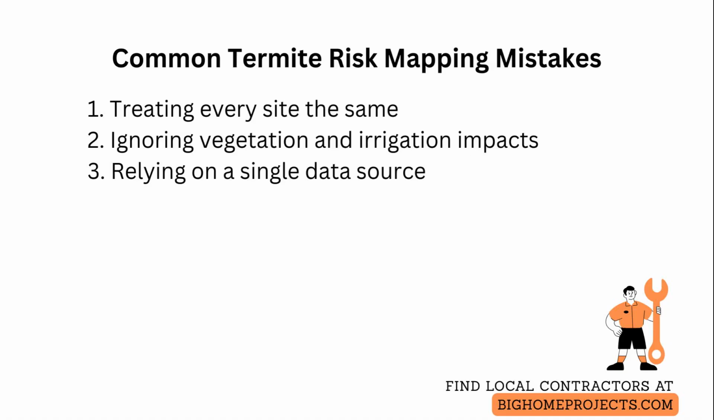Another frequent issue is ignoring vegetation and irrigation that maintain moisture adjacent to the foundation, which sustains colonies. Relocate vegetation, reduce mulch near foundations, and redesign irrigation to eliminate persistent dampness. A third problem is relying solely on one data source, such as public maps, which may be outdated. Combine maps with on-site surveys, neighbor inspections, extension input, or a professional assessment to form a complete picture.